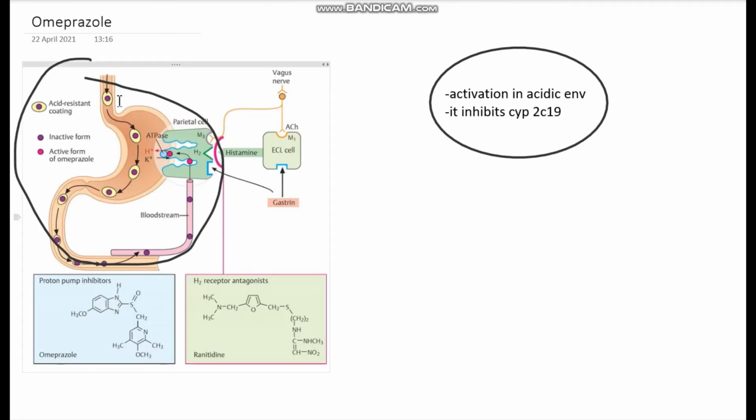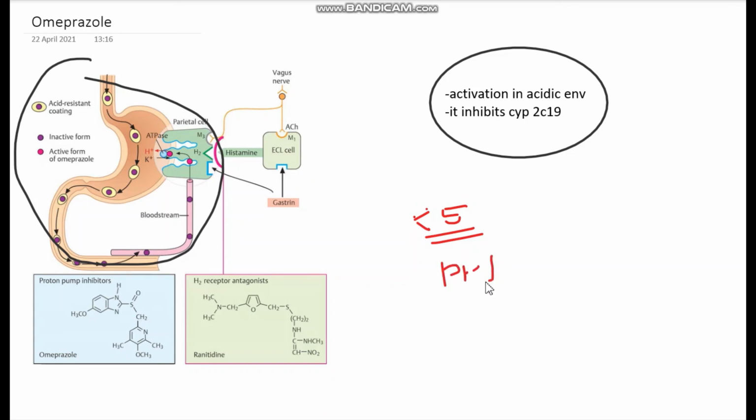Omeprazole is actually an inactive drug, and it gets activated only at a pH less than 5. When it gets activated, it quickly binds with its target protein and brings about the action. What is its action? It is a proton pump inhibitor, so it is going to inhibit the proton pump.